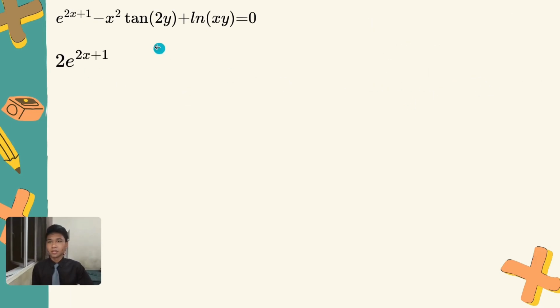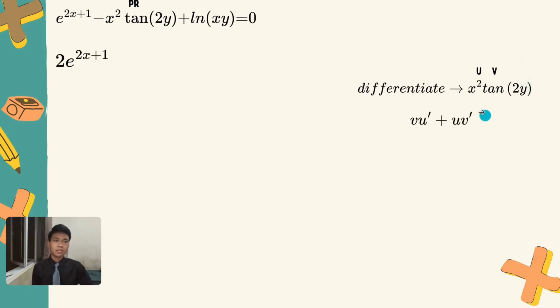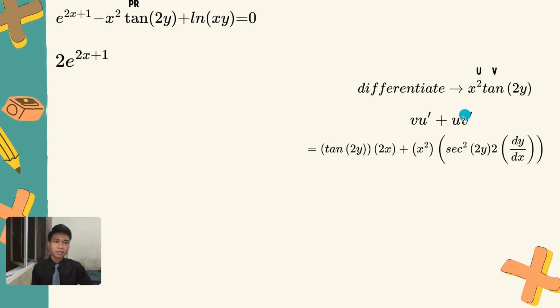Next, we need to differentiate the second expression. For this one we need to use the product rule because there are 2 terms here. So identify the u and v. This is u, this is v, using the formula. So v is tan y, and u prime is 2x, and u is x squared.